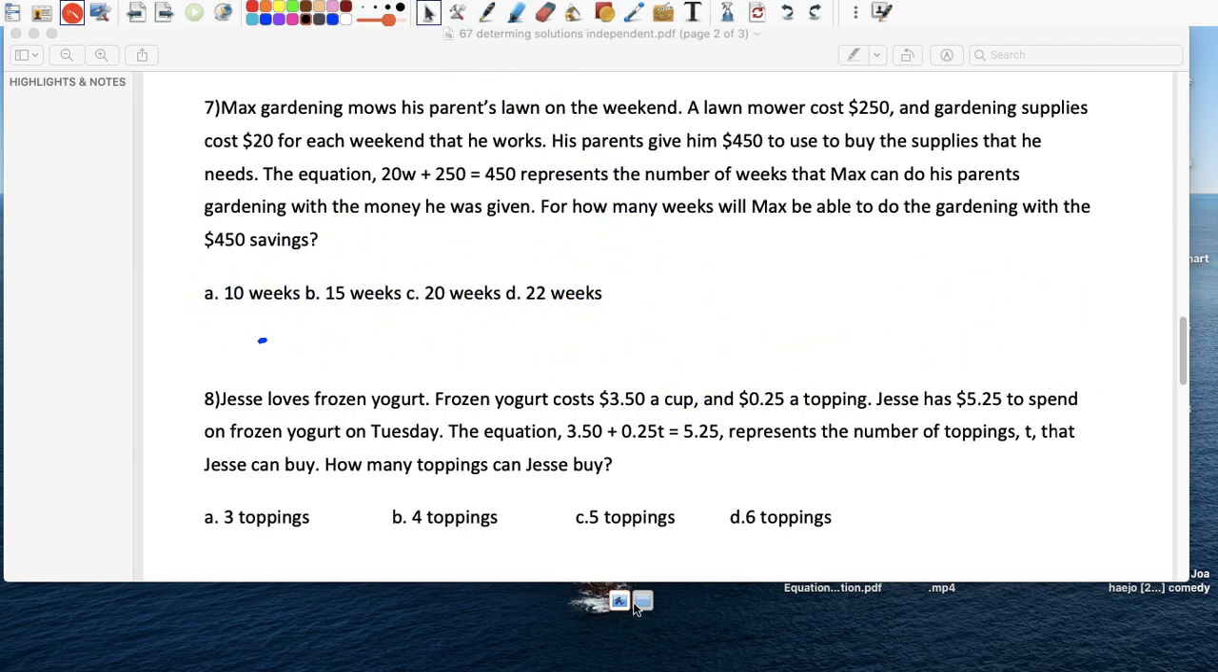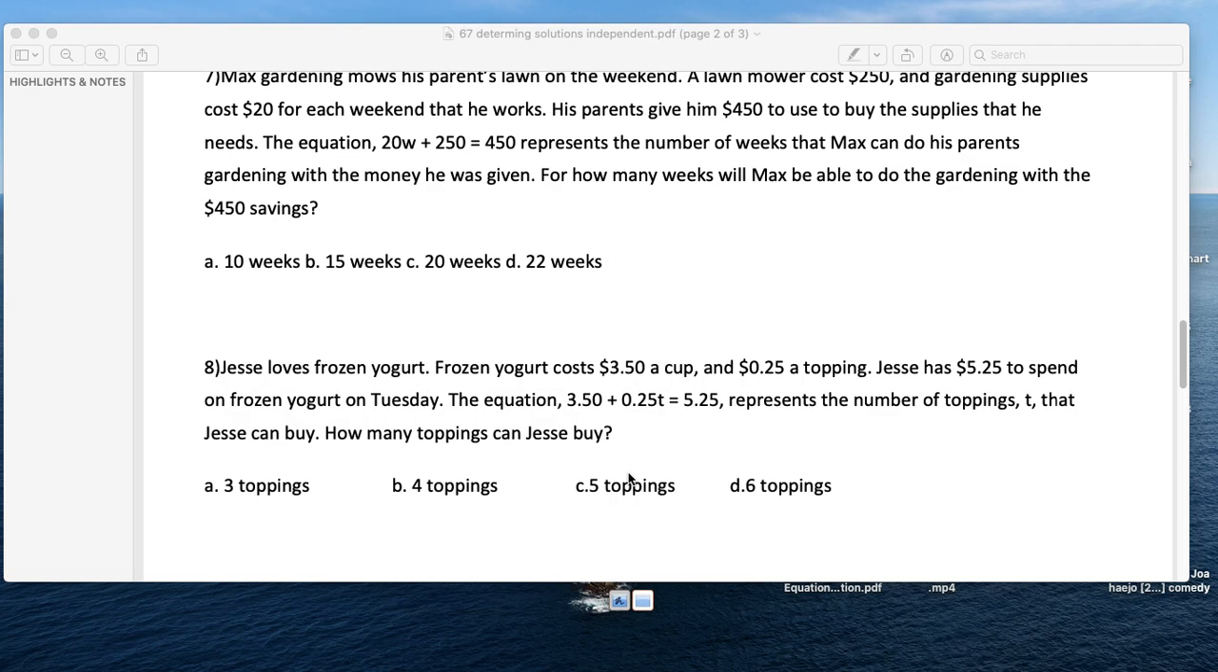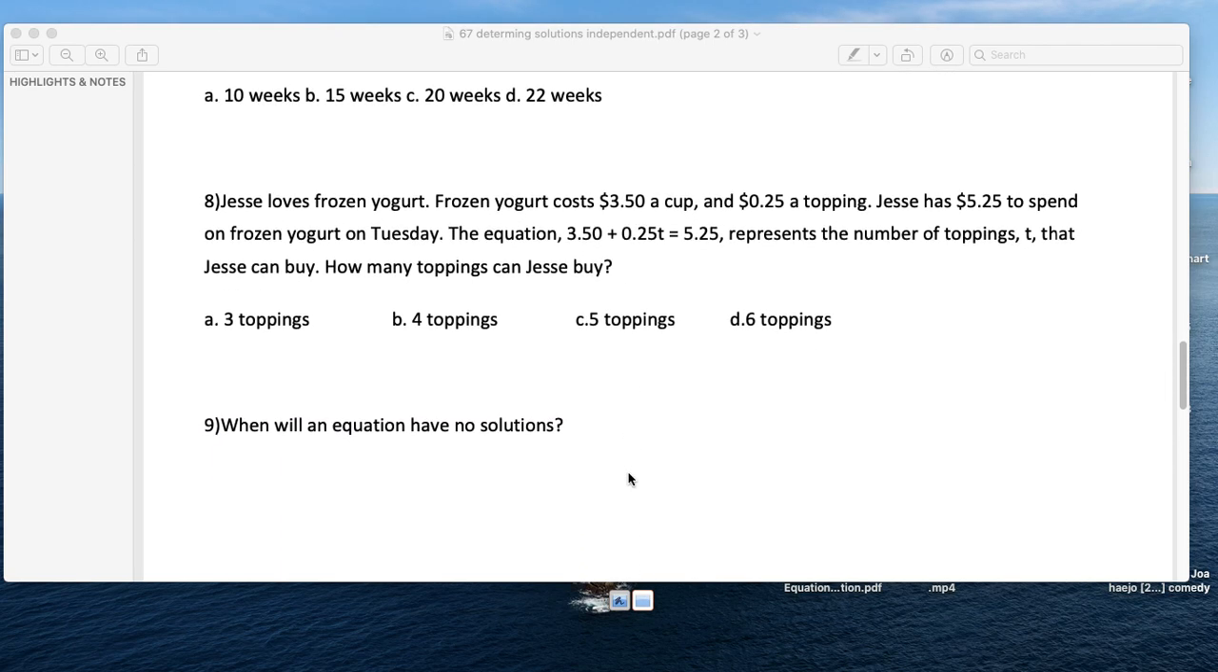Okay, so Jesse loves ice cream or frozen yogurt. Frozen yogurt is $3.50 por vaso, plus 25 cents per topping, más 25 centavos por cosas que tú pones arriba. She has $5.25 to spend, tiene $5.25 para gastar. Here's an equation.